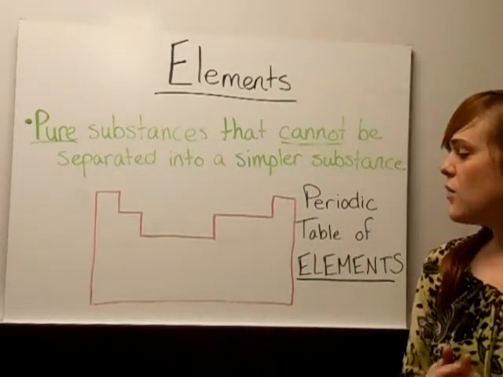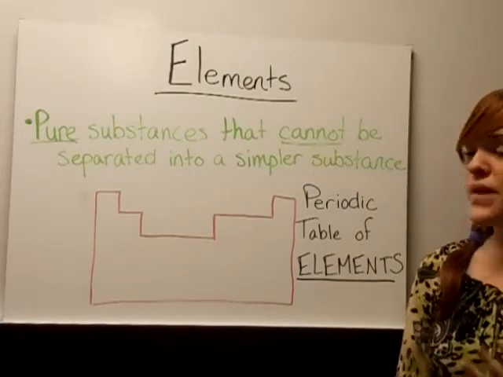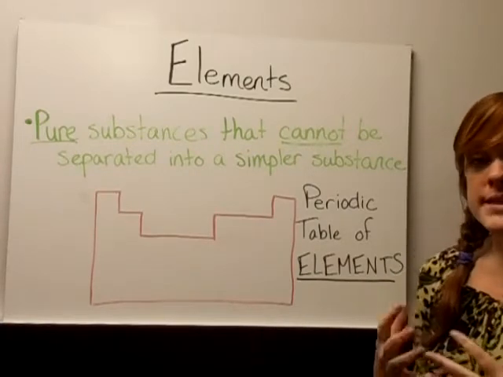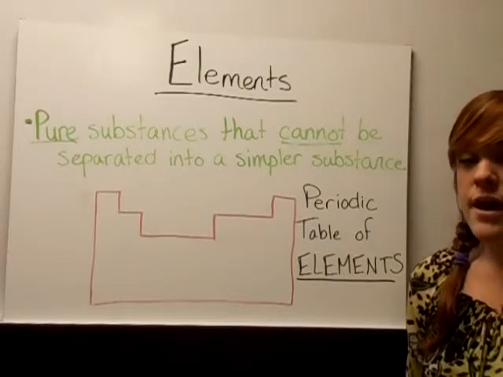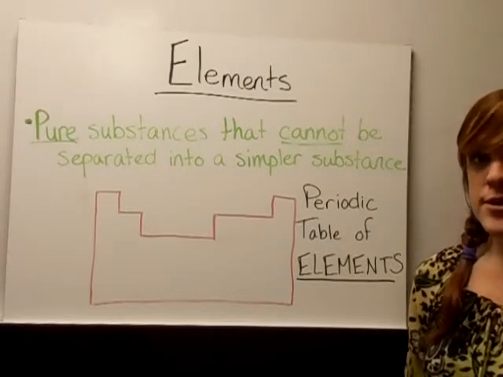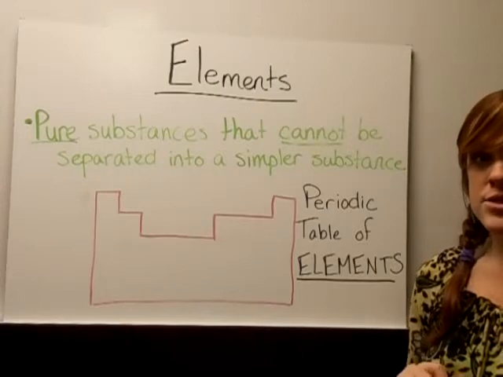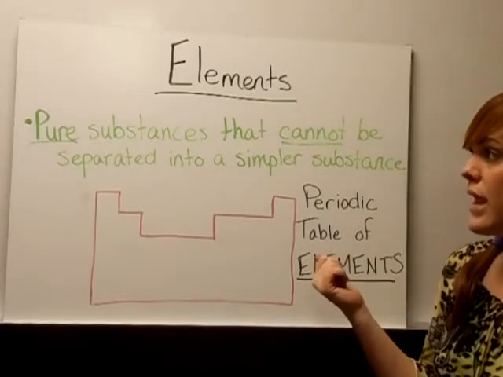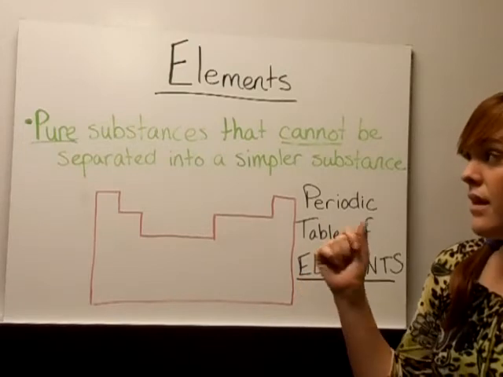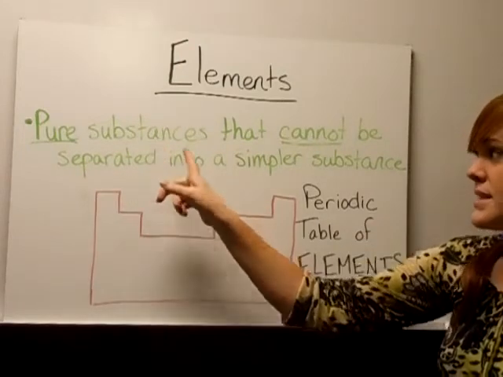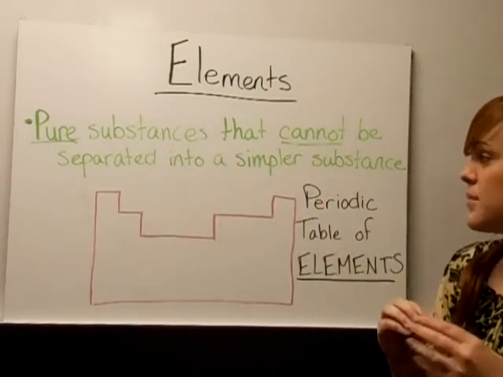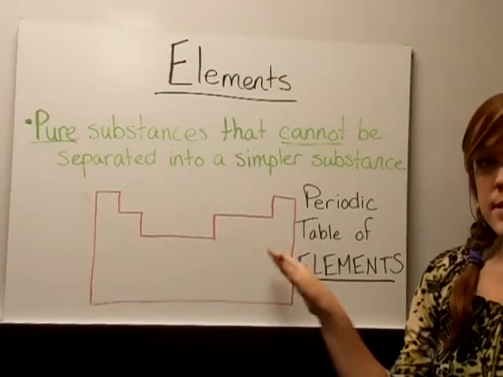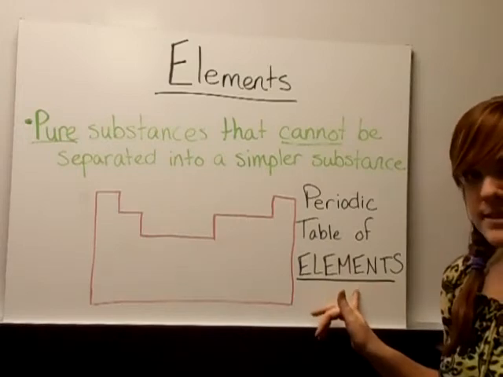Alright, today we are going to be learning about elements, mixtures, and compounds. Now all these things are made up of atoms, which we learned about yesterday and the day before. So, we have elements that are pure substances that cannot be separated into simpler substances. So, that's our periodic table of elements.